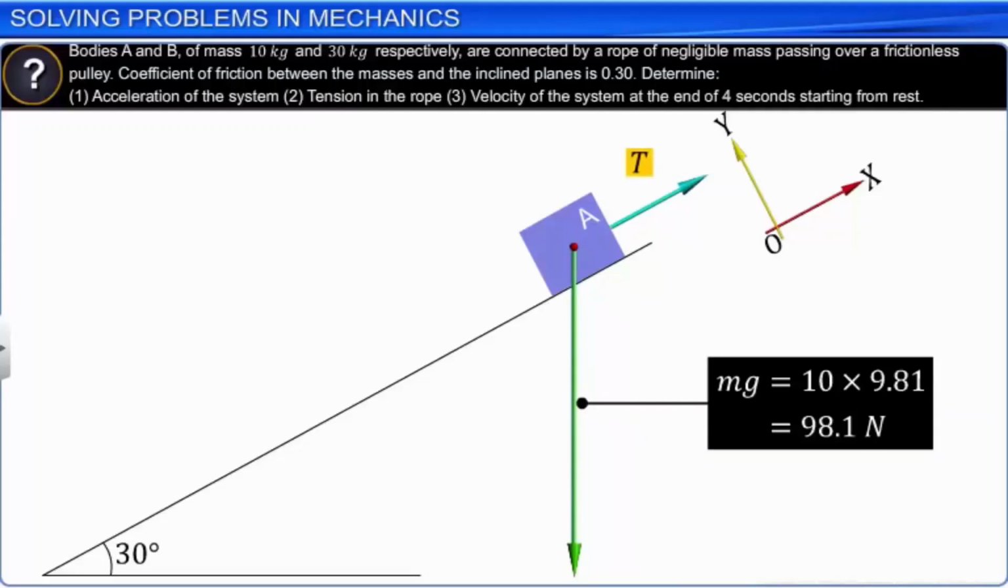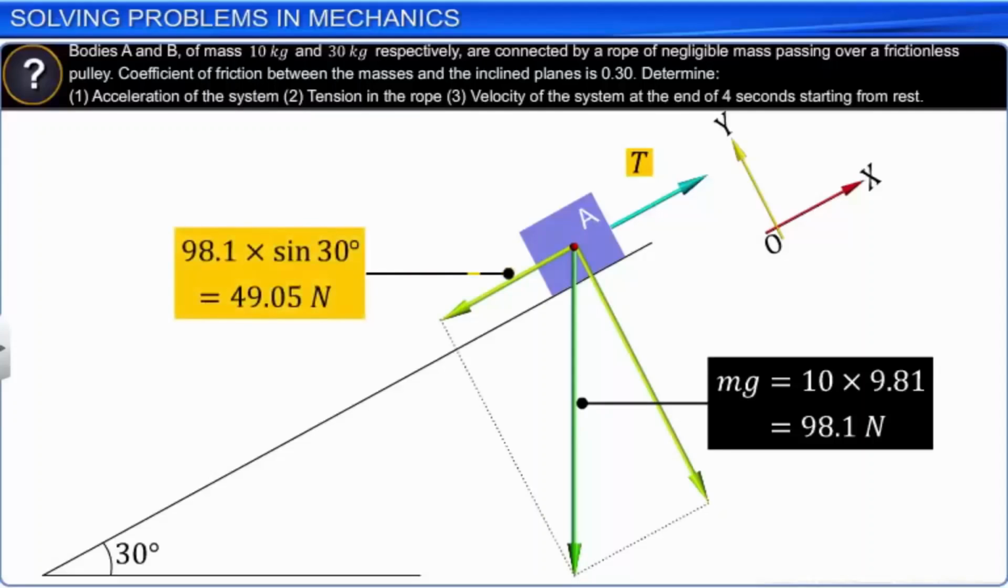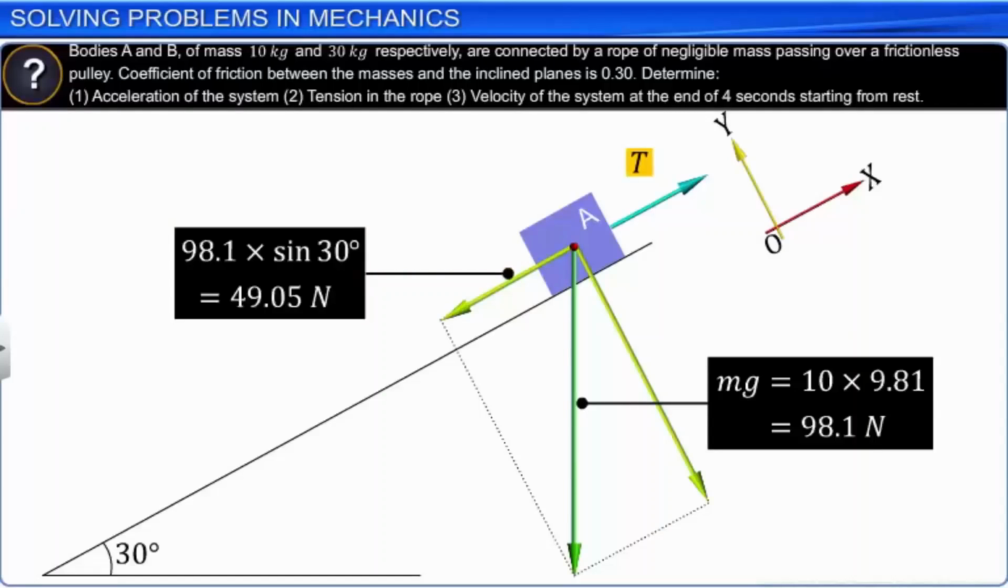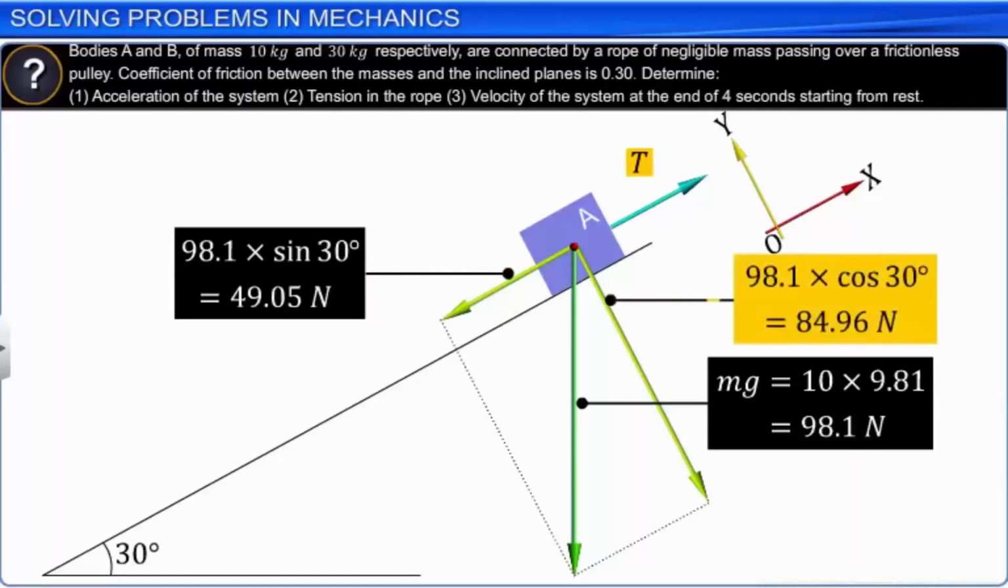Next, we resolve the weight of body A along x and y coordinates. The x component is equal to mg sine theta, which is equal to 49.05 newtons. Similarly, the y component is equal to mg cos theta, which is equal to 84.96 newtons.